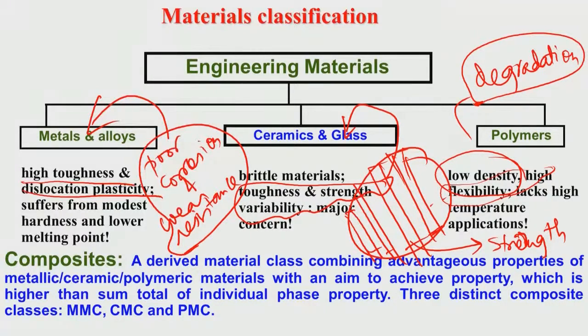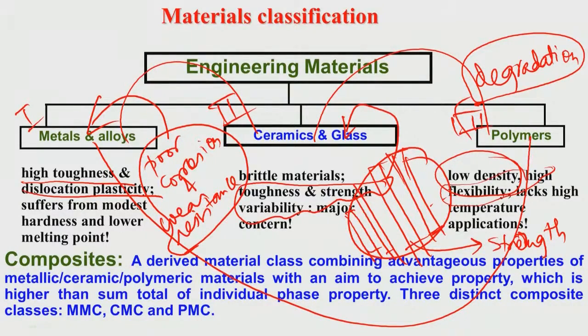Therefore, in order to combine the advantageous properties of the three material classes, one is metals, two is ceramics, three is polymers, you can combine metals with ceramics, metals with polymers, or metals, ceramics and polymers together. So there are three classes of composite materials which take advantage of the good properties of the three primary classes, with the objective of achieving a property which is higher than the simple sum of the individual phase properties. This led to the development of three distinct classes of composites: metal matrix composites, abbreviated as MMC, ceramic matrix composites, abbreviated as CMC, and polymer matrix composites, abbreviated as PMC.